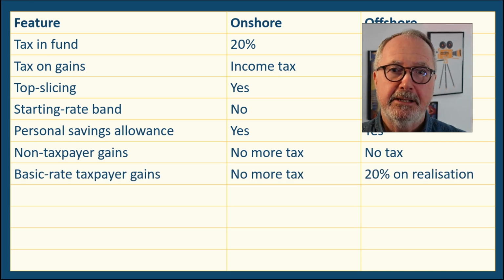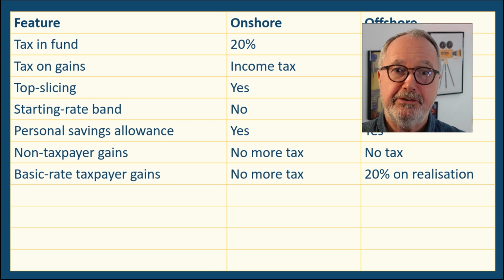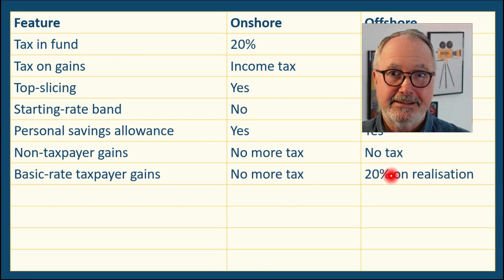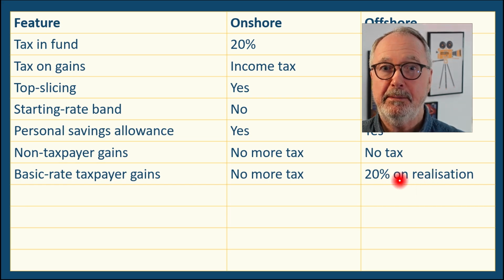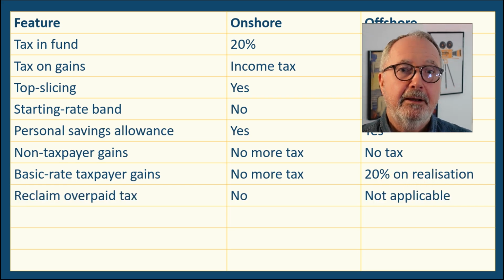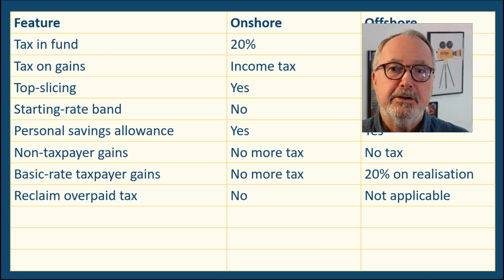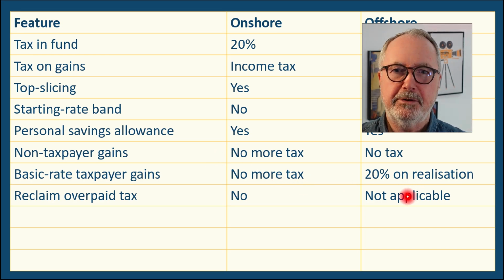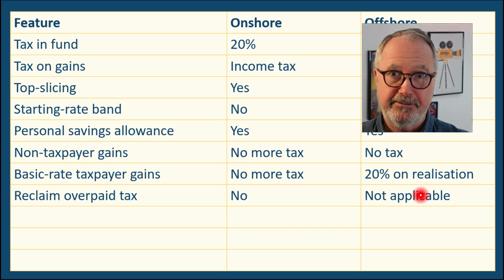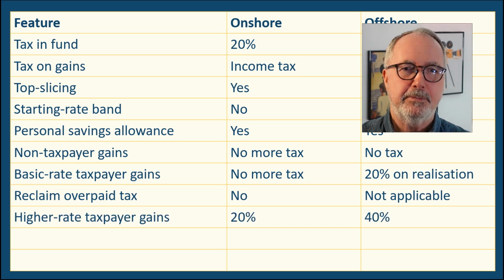Basic rate taxpayer gains. Again, no more tax on the onshore because it's been paid for, isn't it? But offshore you have to pay it because you've deferred it effectively. So it's got to be paid. So that's important. Reclaim overpaid tax. Well, no, you can't. And it's not really applicable because you would never overpay tax on an offshore bond because you pay it on the chargeable event. So it's an interesting point, isn't it?